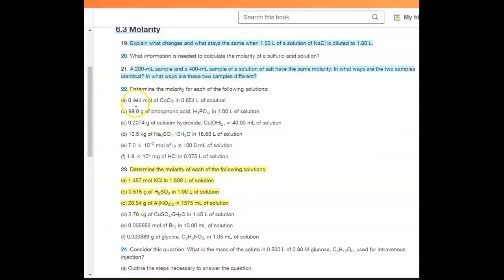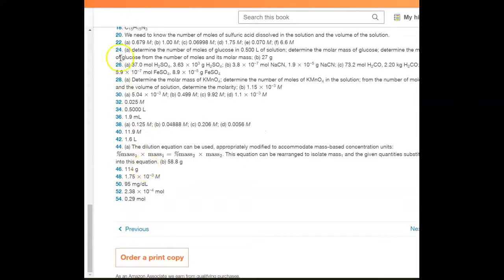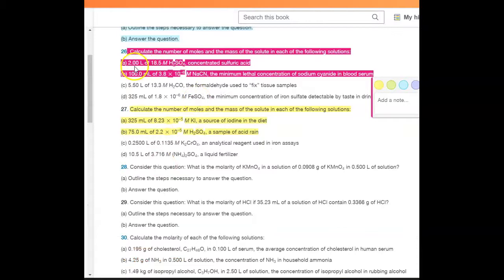Remember, after you do the even problems, you can always check your answer by clicking on the number that's in blue. So 22C was indeed 0.06998 molar solution. Next is 26A and B, which says calculate the number of moles and the mass of the solute in each of the following solutions.